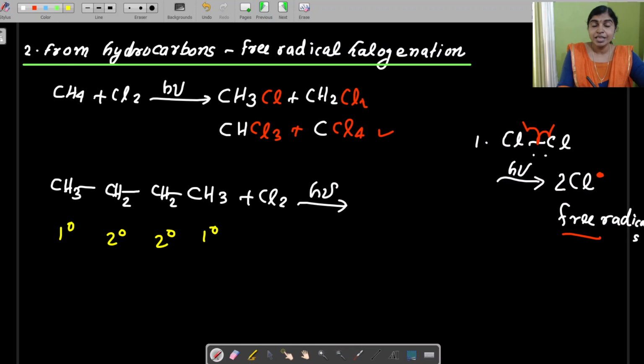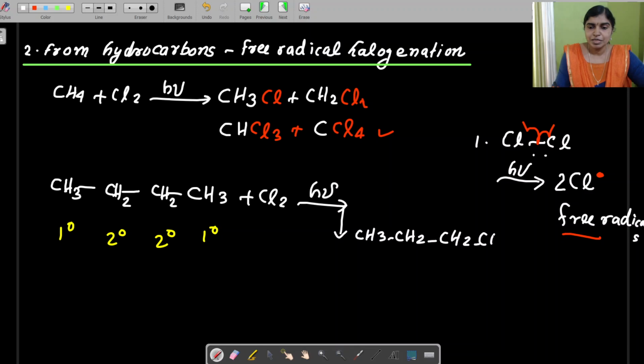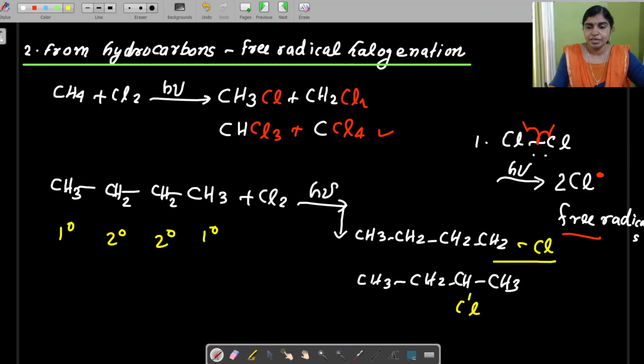So if you are replacing the hydrogen from the primary carbon, you will get one structure. Which is the structure? That is CH3, CH2, CH2, CH2, and if you are replacing the hydrogen from the end carbon, the chlorine is attached here. And the second case, in which the hydrogen is replaced from the secondary carbon, that is CH3, CH2, CHCl, CH3, and the chlorine is attached to a secondary carbon. So you will get a primary halogen derivative, that is a primary alkyl halide, and this is secondary. So two different products are formed.